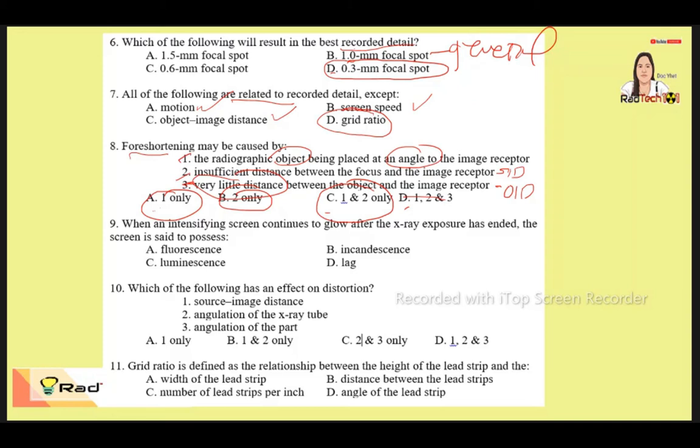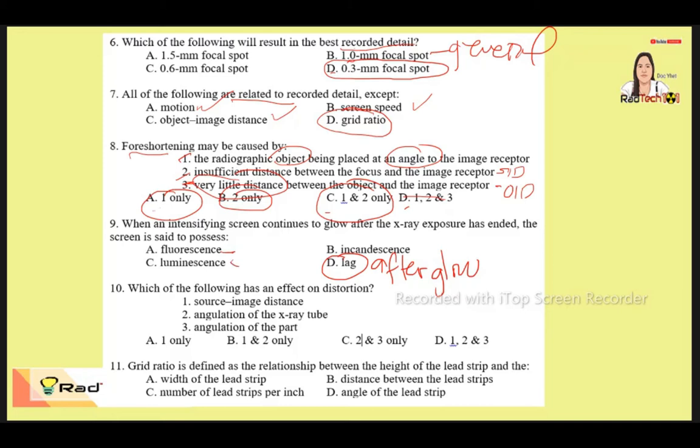So, next is number 9. When an intensifying screen continues to glow after the X-ray exposure has ended, the screen is said to possess, yes, screen lag or afterglow. The other term is afterglow. So, fluorescence, kapag wala ng stimulant, wala ng X-ray exposure, wala na ring light.